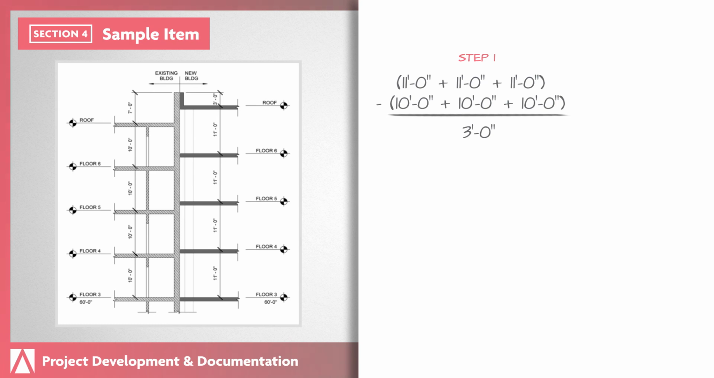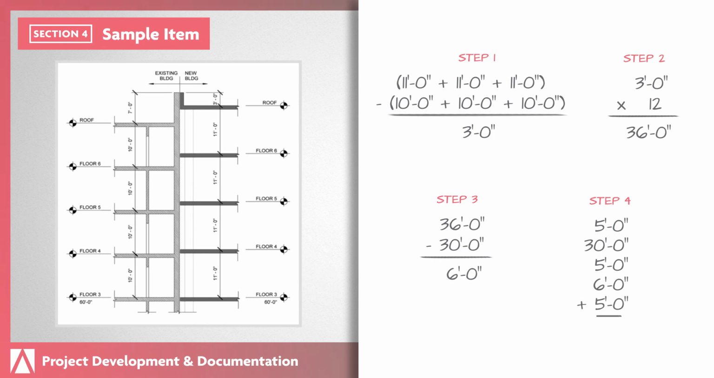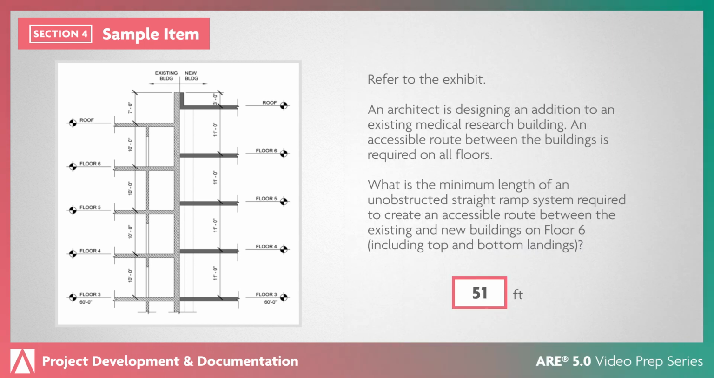With this information in mind, you can determine that 3 feet of vertical rise requires a minimum of 36 feet of ramp length. Since the rise is over 30 inches, a 30-foot ramp and 6-foot ramp are required, as well as three 5-foot landings: bottom, intermediate, and top. Adding the 3 landing lengths and the 2 ramp lengths together will give you 51 feet, the minimum length required for the ramp system. Because the unit feet is provided after the answer box, only the numerals 51 need to be entered in the box.